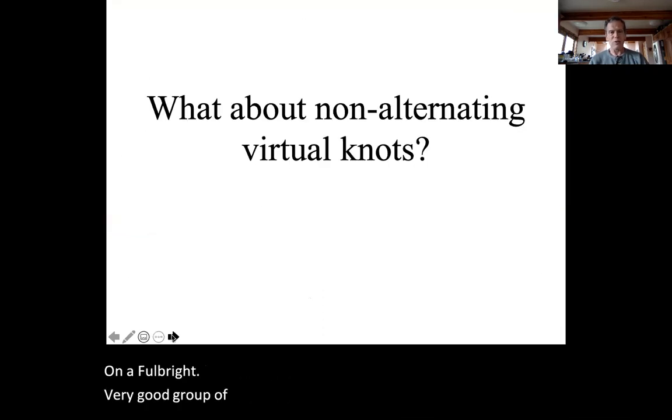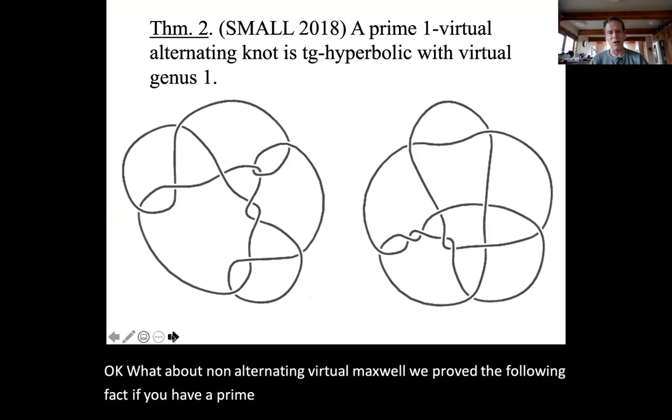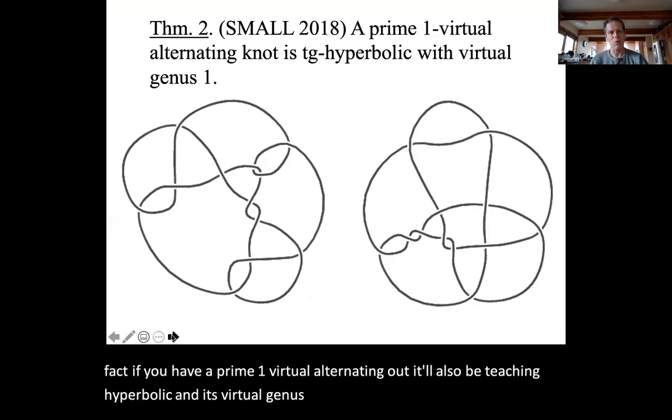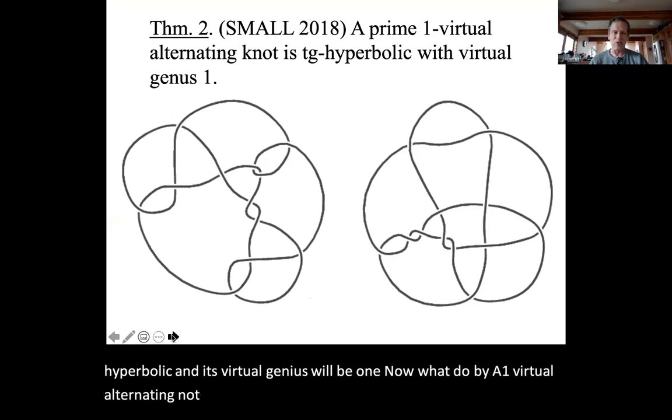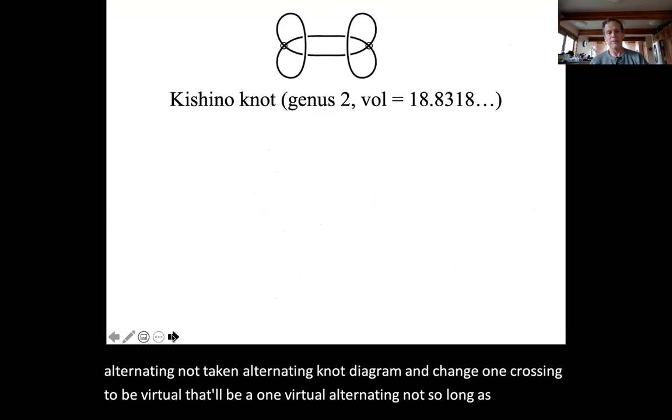Okay, what about non-alternating virtual knots? Well, we proved the following fact. If you have a prime 1 virtual alternating knot, it'll also be TG hyperbolic, and its virtual genus will be 1. Now, what do I mean by a 1 virtual alternating knot? Take an alternating knot diagram and change one crossing to be virtual. That'll be a 1 virtual alternating knot. So long as the result is prime, it will be TG hyperbolic.